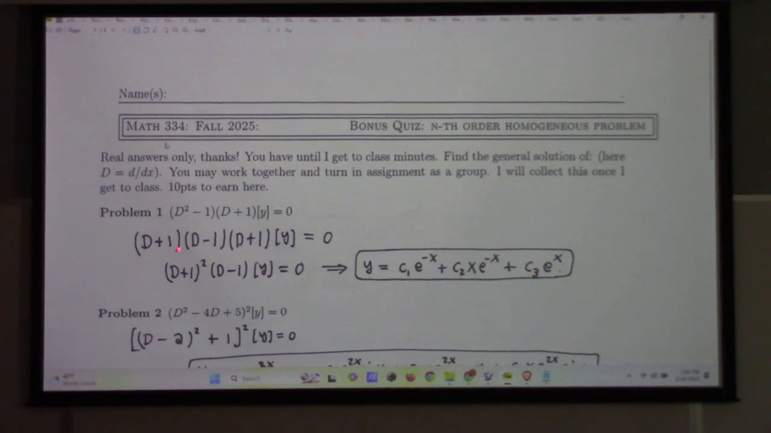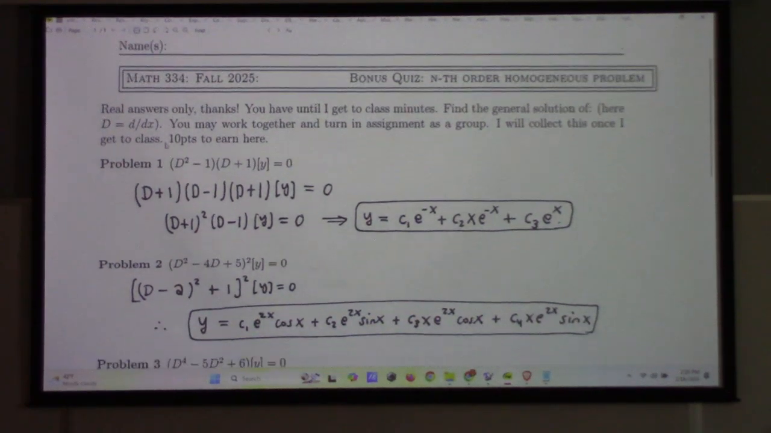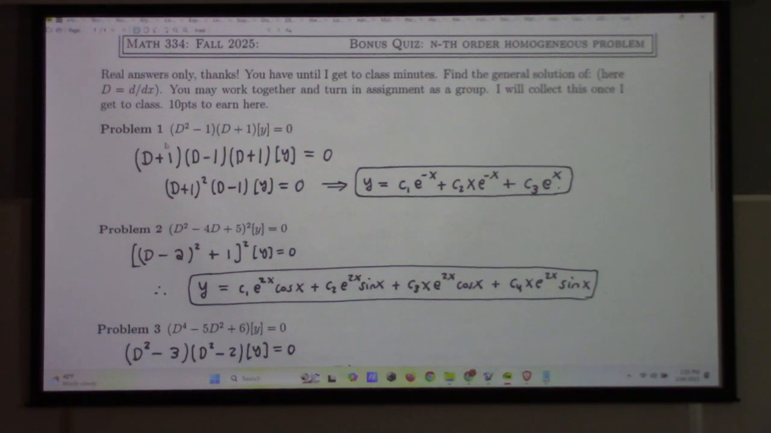We factor, we got root -1 repeated here, and just one copy of root 1 from that, so I get the e to the x from the D minus 1, and these two guys from the D plus 1 squared. That's the general solution there. The next one was a complex repeated, so we've got a real part of 2 and an imaginary part of plus or minus 1, i. So that gives me the cosine, the sine, and then x cosine, x sine, and they're all multiplied by e to the 2x because of this D minus 2 squared term there.